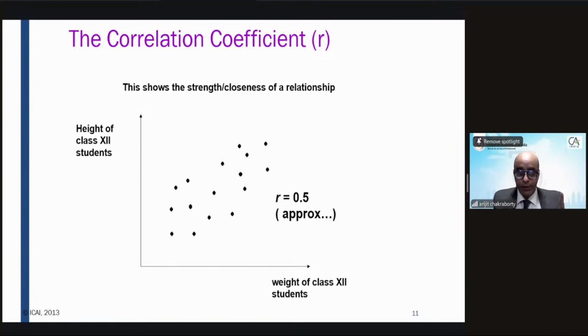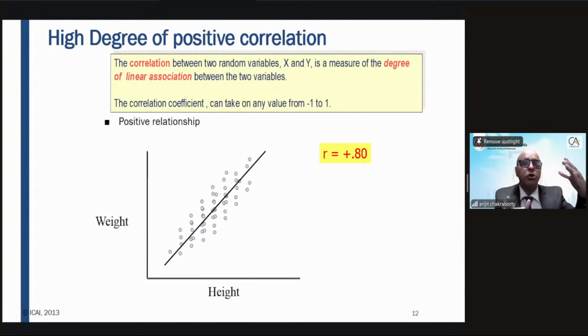0.5 है. जैसे हम लोग और closer relation और stronger association की बात कर रहे हैं, you can see the correlation coefficient is now 0.8 and you can see weight and height, the observations are now closer to each other, यानी dispersion कम हो गया, standard deviation कम हो गया है, closer.